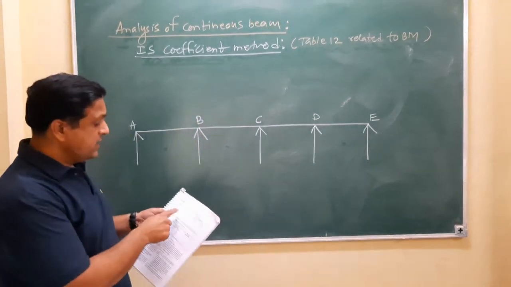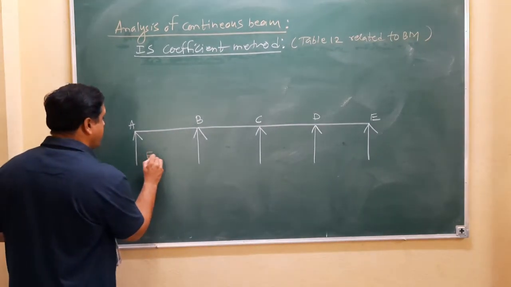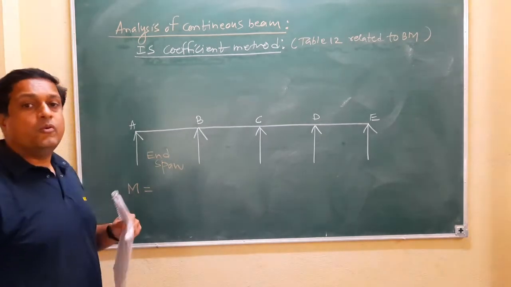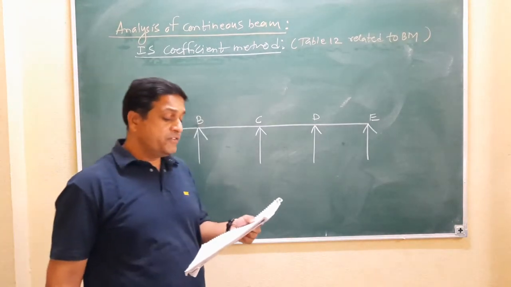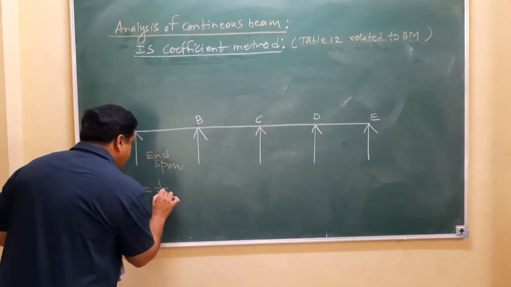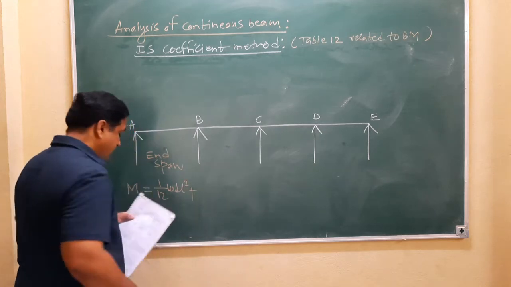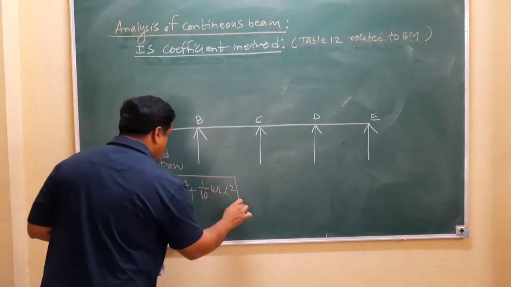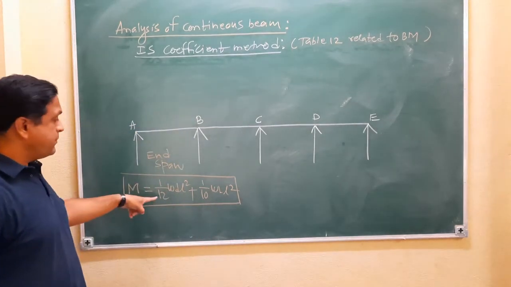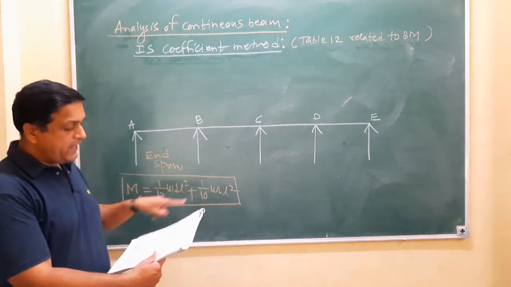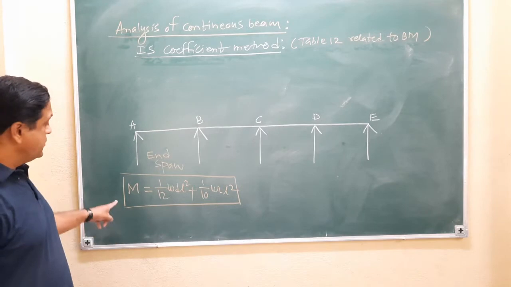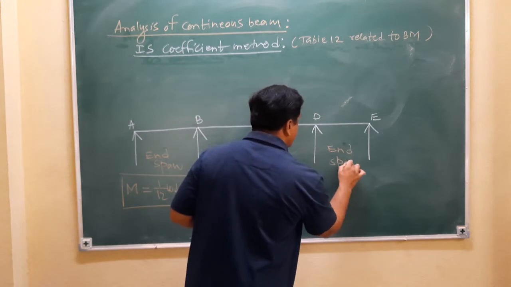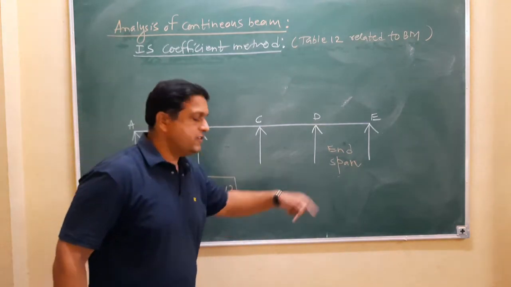Now what are the span moments? Near middle of end span. So this is your end span. Now what is the moment? The bending moment coefficient for dead load is 1 by 12. So it is 1 by 12 W dead L square plus 1 by 10 W live L square. This is the bending moment at end span. The same formula you have to use for this other end span.